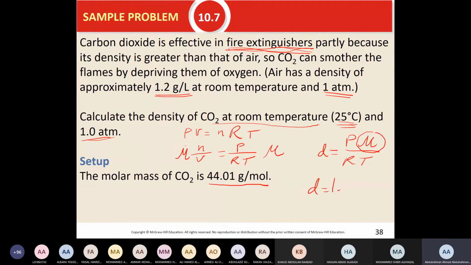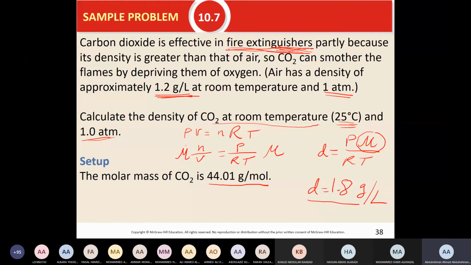What do you mean by fire extinguisher? It will make the fire go away. How? Because it's higher than air. Yes, the density is 1.8 gram per liter. Don't forget gram per liter. So it is higher in density than air.